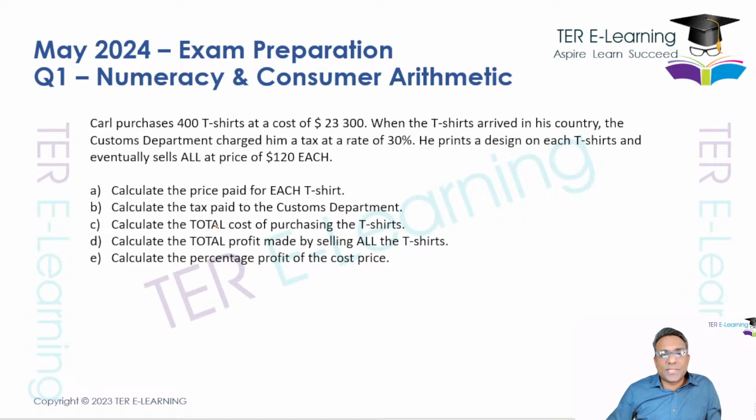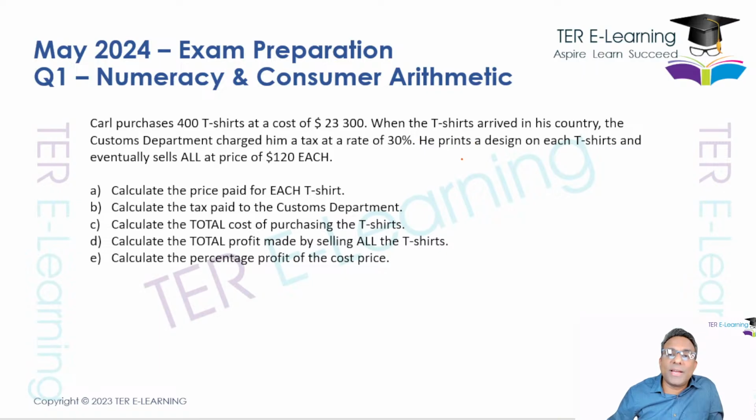Right, so in question 1, you can get consumer arithmetic. So Carl purchases 400 t-shirts at a cost of $23,300. This is what people typically do. They might go to a country where they can buy things cheap, and then they come and resell it in their home country.